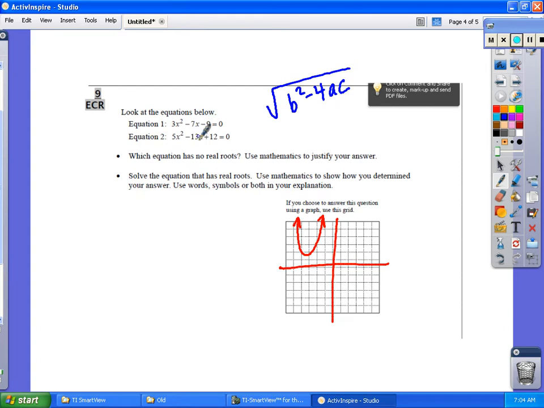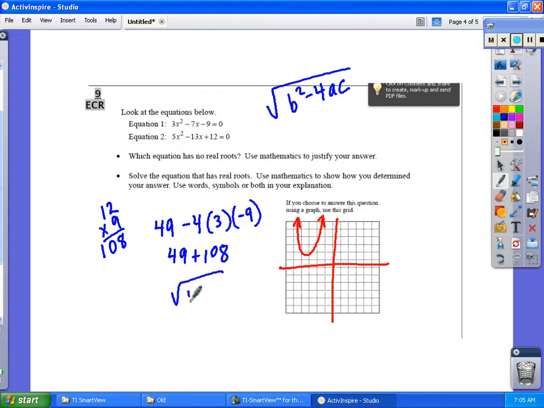So I'm going to take the first one and do b squared, which would be positive 49, minus 4 times a, which is 3, times c, which is negative 9. And I'm going to multiply all of these together, keeping it as a negative 4. Negative 4 times 3 is negative 12, and then negative 12 times negative 9 is going to be a positive answer, 108. So you have 49 plus 108, because it was a positive 108. So I now know that the discriminant is positive. So this one I know has 2 real roots, so equation 2 must be the answer, but let me just double check.